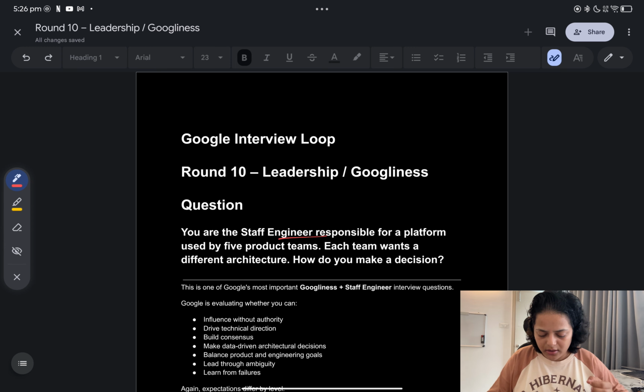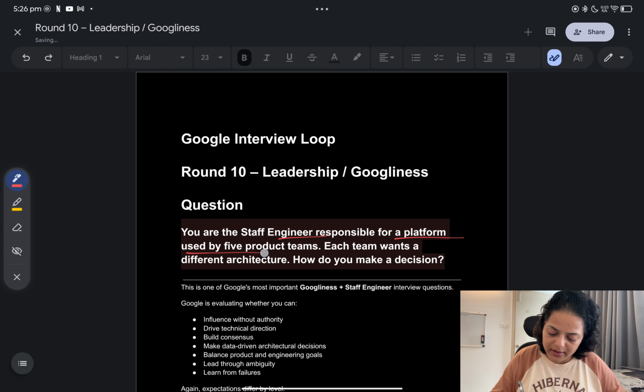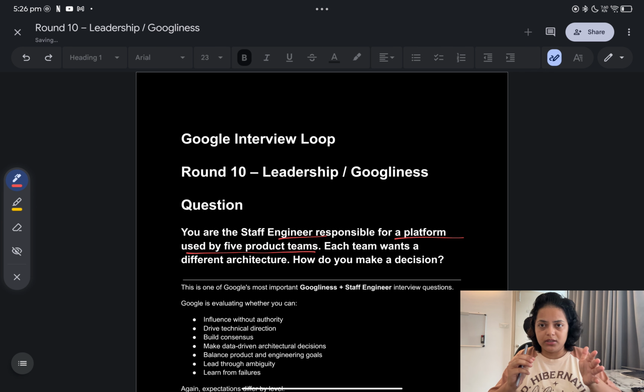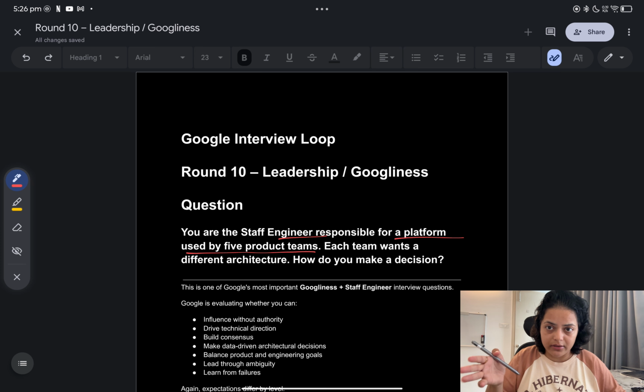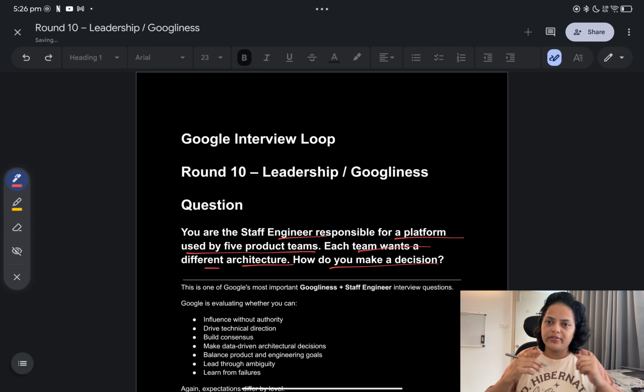So let's say the question is: you are a staff engineer responsible for a platform used by 5 product teams. So your platform is used by 5 product teams, and you are a staff engineer handling that platform. Each team wants a different architecture. How do you make a decision? Now all 5 teams want different architecture, so how will you get consensus among all those team members?